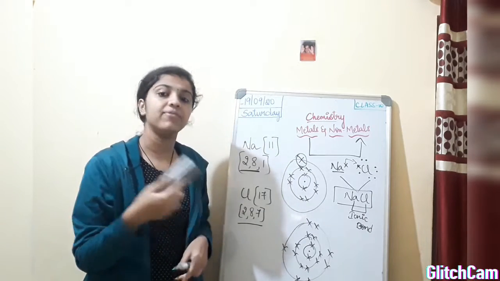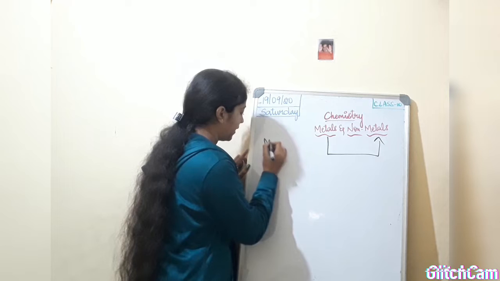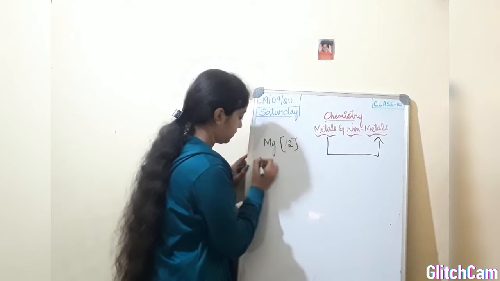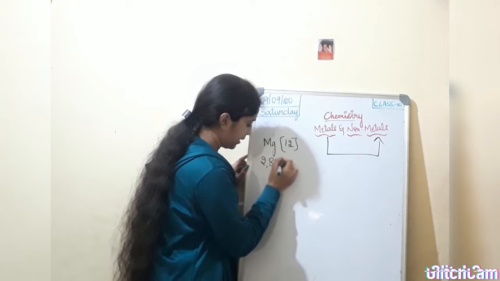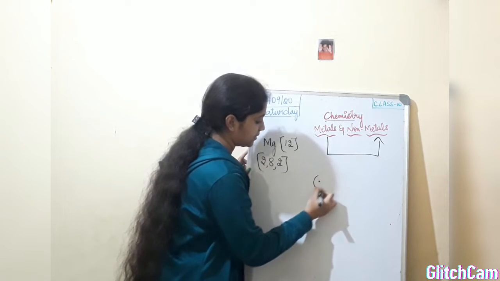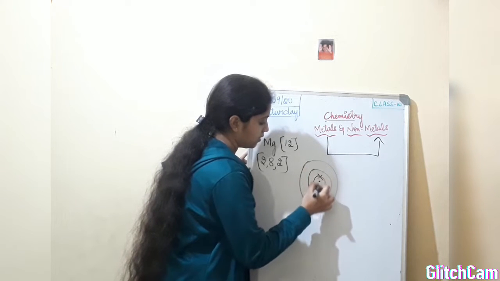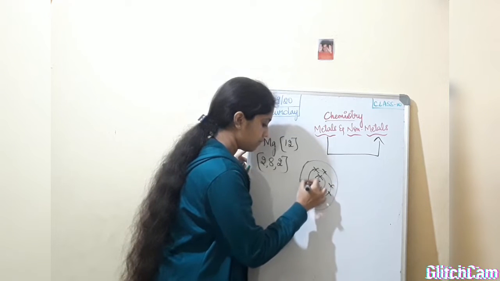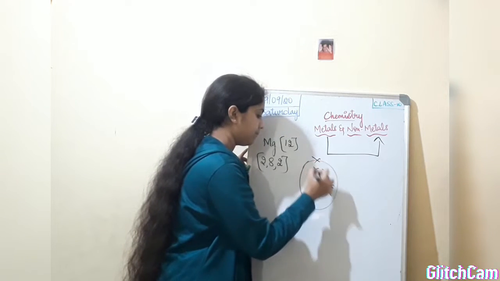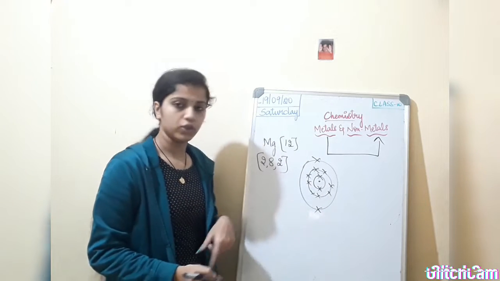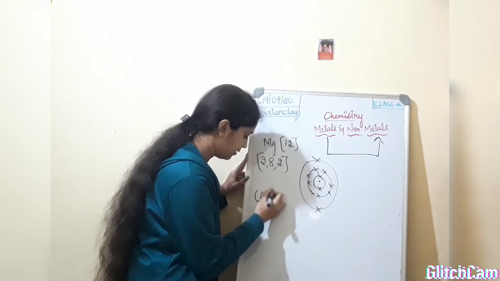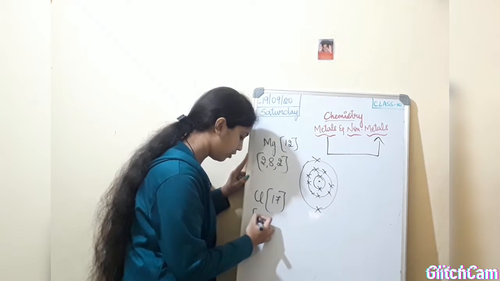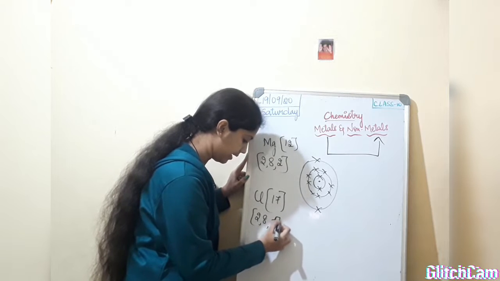Now let us learn the same with another example, magnesium. Magnesium is a metal with atomic number 12, electronic configuration 2, 8, 2. This can be represented as 2 electrons in the K shell, 8 electrons in the L shell and 2 electrons in the outermost shell. Let's take chlorine again. Chlorine is a non-metal with atomic number 17. The electronic configuration of chlorine is 2, 8, 7.